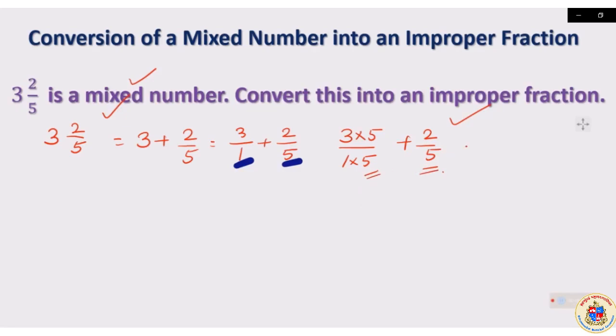Which is equal to 15 upon 5 and 2 upon 5, and the sum total is 15 plus 2, which is equal to 17 upon 5. This way we can convert a mixed fraction into an improper fraction. Again, in the improper fraction 17 upon 5, the numerator is big and the denominator is small.